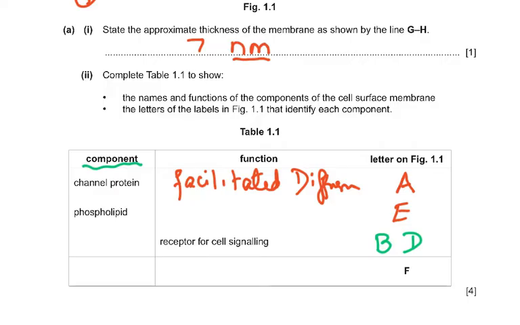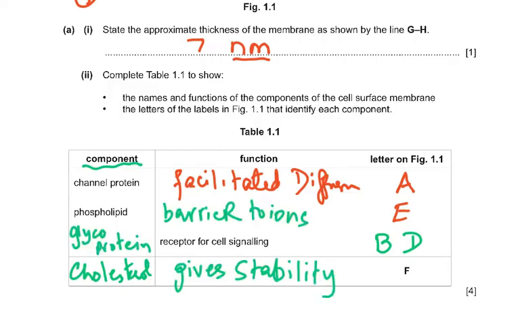Then the last one is, letter on the figure is F. What is it? This is cholesterol. And what does it do? It gives stability, regulates fluidity. These are the words that we use.